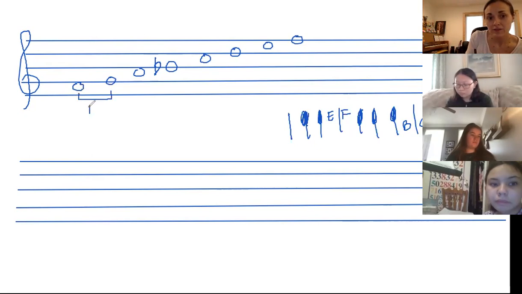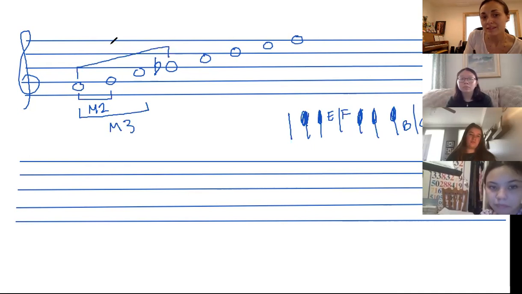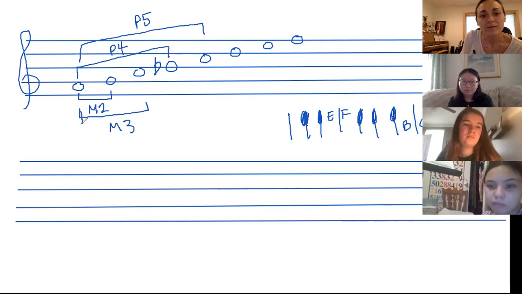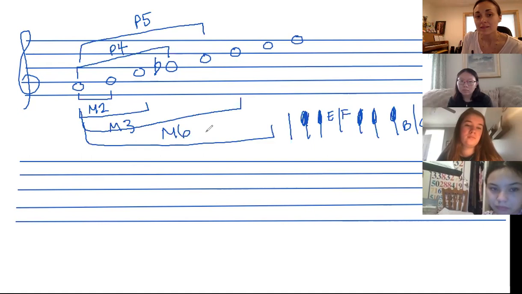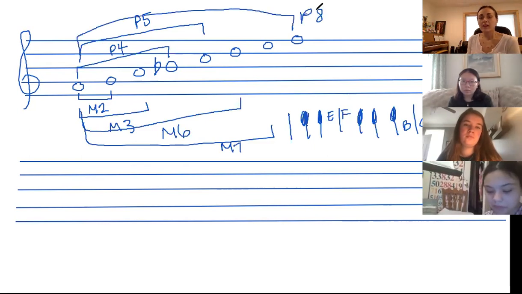So F to G is a major second, right? F to A, anybody know what that interval is? Major third. F to B flat is perfect fourth. And then F to C, perfect fifth. And remember, the fourths and the fifths in major and minor scales are always going to be perfect. We don't alter those, right? And then F, I'm running out of room, F up to D, major sixth. And then F up to E, major seventh. And then you've got your octave, perfect octave. All right, so in a major scale, all of your ascending intervals are going to be major.